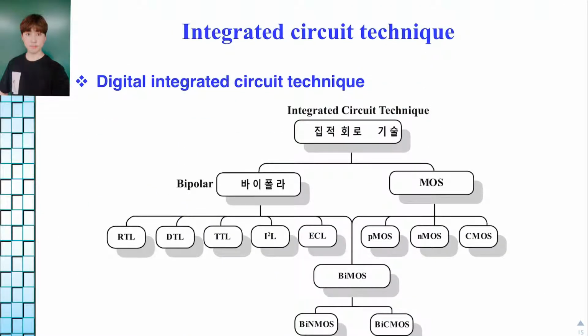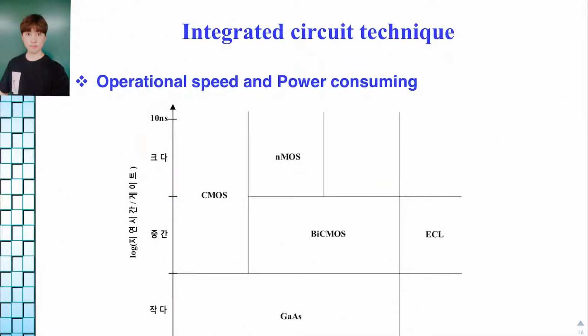This is the integrated circuit technique diagram, and BiMOS is a combination of bipolar and MOS. This is the operational speed and power consumption graph, and see this place. MOS has large delay time, so MOS has large mobility.